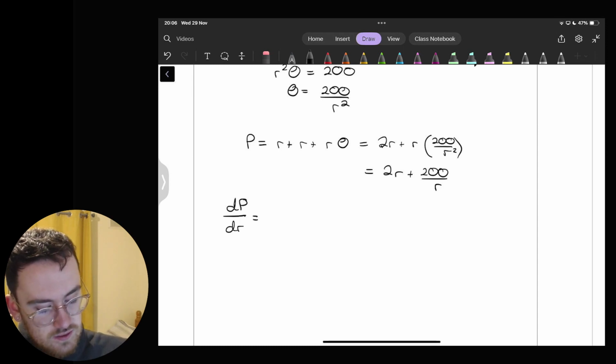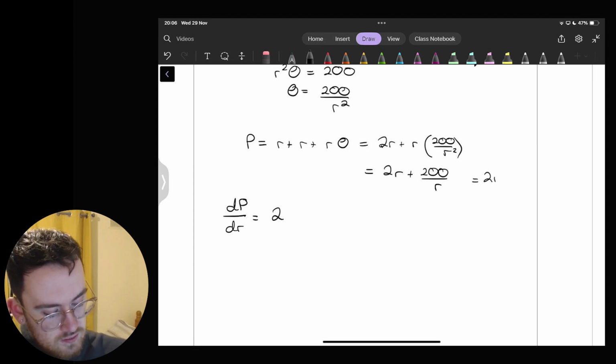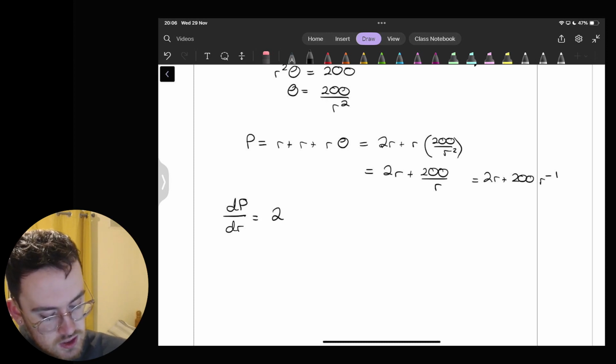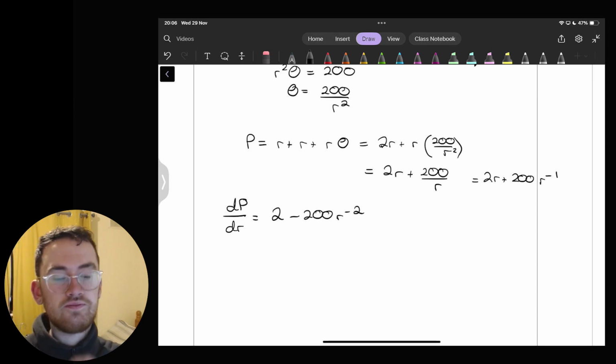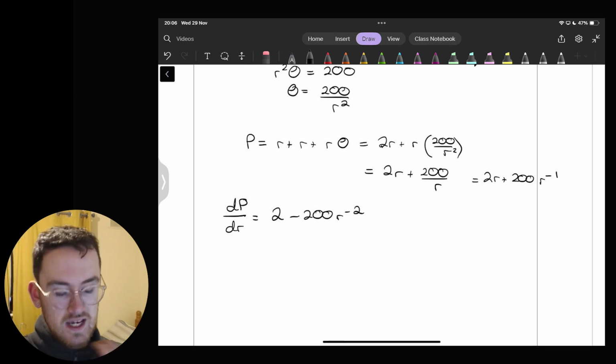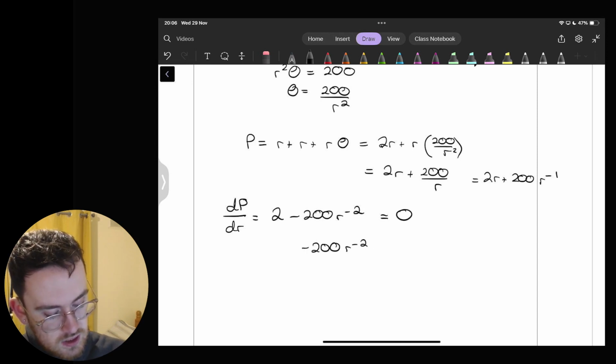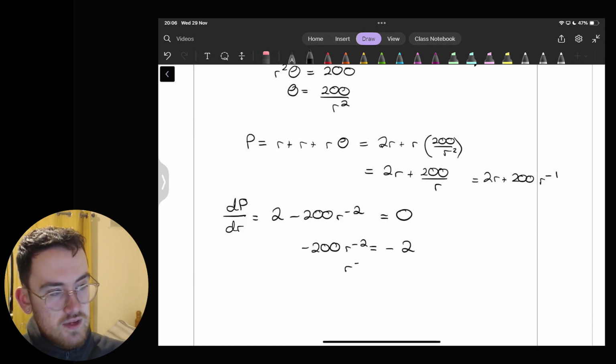I want to find my first derivative for that. So the 2r goes to 2. If we remember here, I can rewrite this as 200 r to the power of minus 1. So that's going to be minus 200 r to the power of minus 2. Now I want to solve that equal to 0 to find a maximum or a minimum turning point. I'm trying to minimize the function.